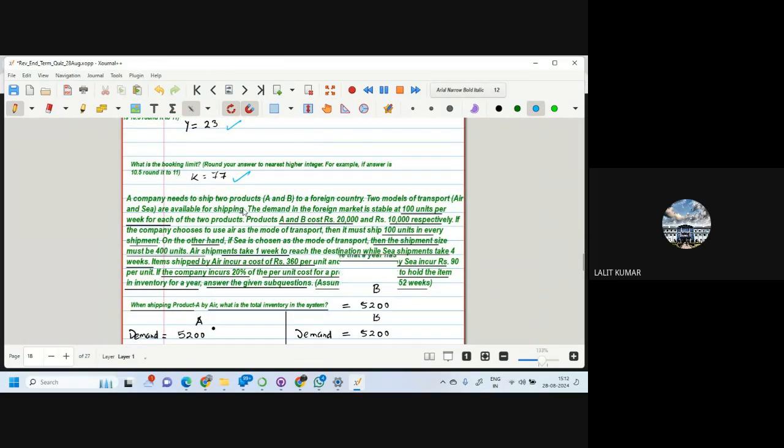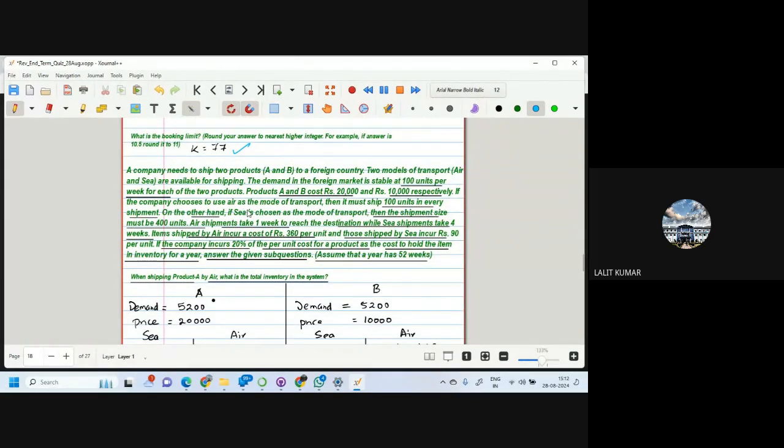Now this is another very interesting question. I will take some time on this. A company needs to ship two products, A and B, to a foreign country. This is from week 10, if I'm not wrong, week 10 or 11.